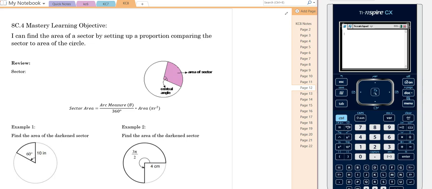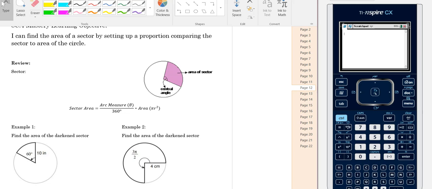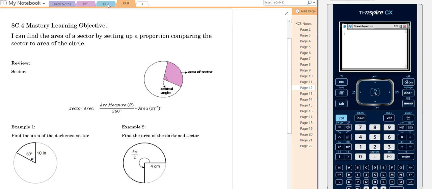Hey guys, in this video we're going to start 8C.4. It's the last target for target C. Our objective is I can find the area of a sector by setting up a proportion comparing the sector to the area of a circle.